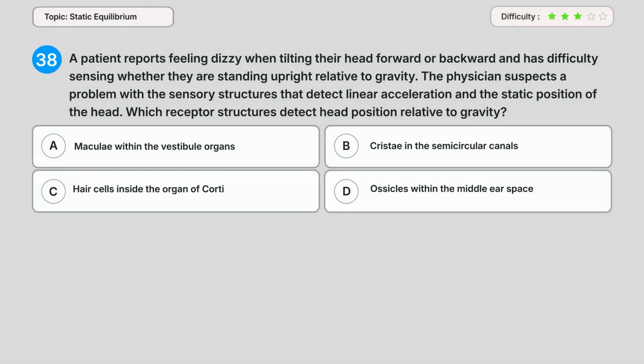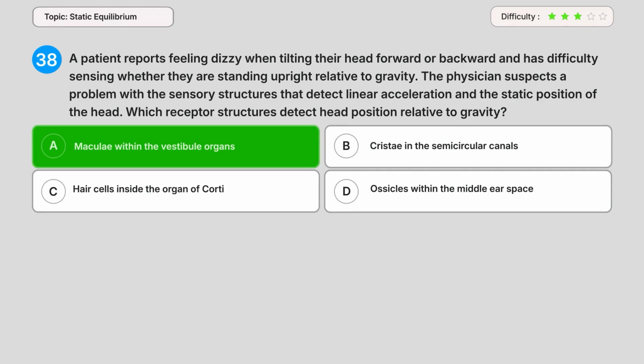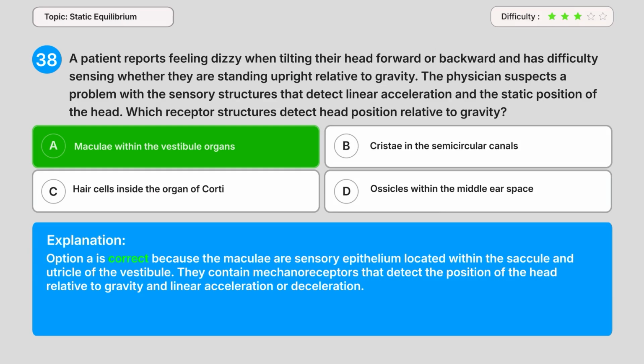Correct answer, A. Maculae within the vestibule organs. Explanation. Option A is correct because the maculae are sensory epithelium located within the saccule and utricle of the vestibule. They contain mechanoreceptors that detect the position of the head relative to gravity and linear acceleration or deceleration.